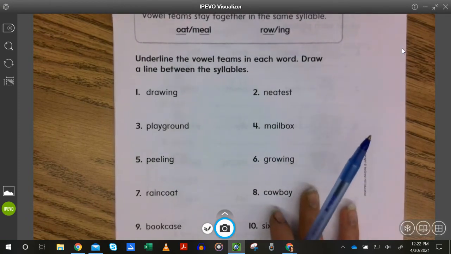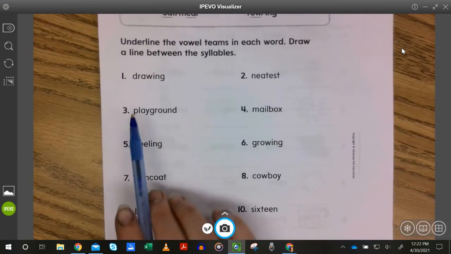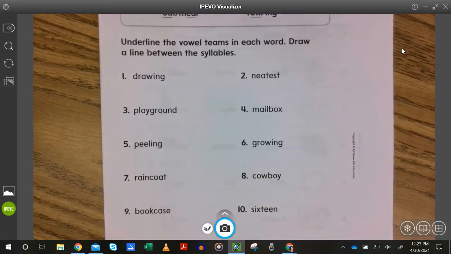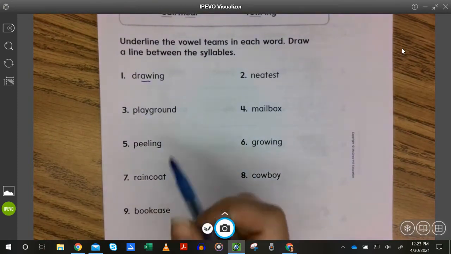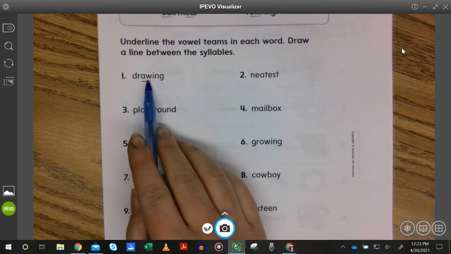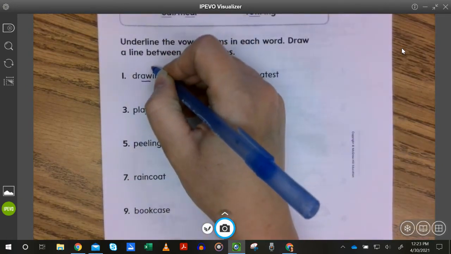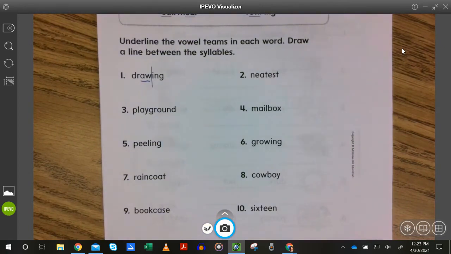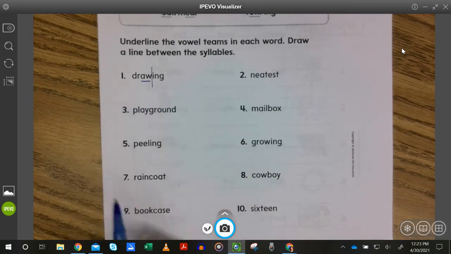So let's go looking for some vowel teams on our page today. Okay, the first word, do you see any vowel teams? Two letters making one vowel sound. AW. Okay, so that helps us know that we only have one consonant here between the vowels, and so the W has to go with the A, which means we're going to break apart the syllable here. Let's read the word. Draw-ing, drawing.